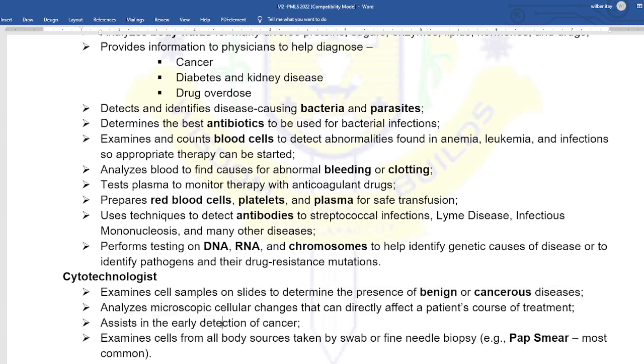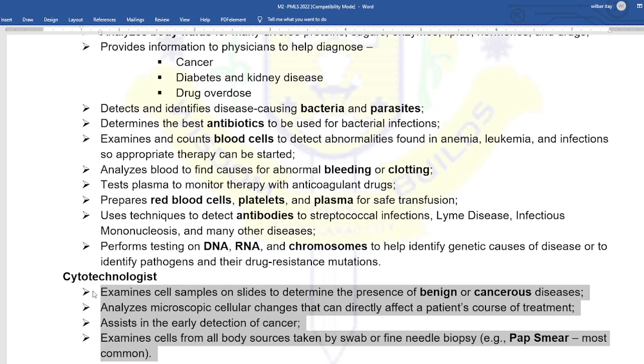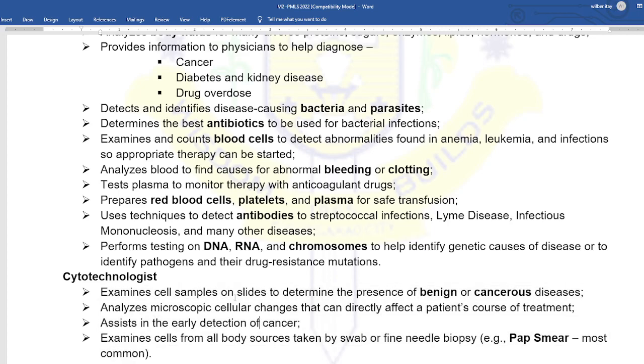Assist in the early detection of cancer, examine cells from all body sources taken by swab or fine needle biopsy. Ito, we can do the pap smear, test for pap smear. No, again, we don't read this one. We don't do this as a medical technologist. But in other countries, a cytotechnologist can do this. Okay? This is just not so common in our country. Kasi eto mga definition na to, these are done by a physician who is trained under laboratory medicine. Kagaya na lang ng mga pathologists. Okay, but in other countries, these are work of cytotechnologists.